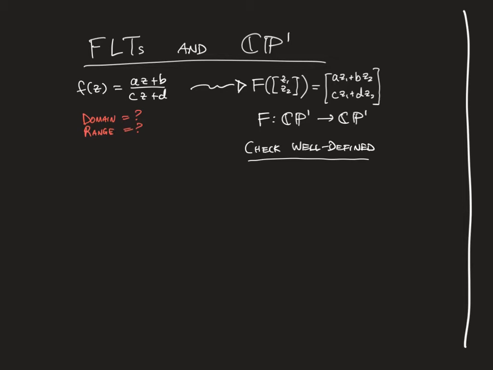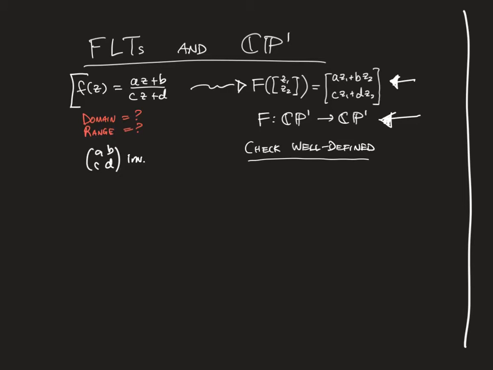Now let's talk about how we can convert from FLTs to maps on CP1 that better capture their behavior. So recall FLTs are of this form, where A, B, C, D has non-zero determinant. In other words, this is invertible. We can convert this to a function from CP1 to CP1 via this formula.